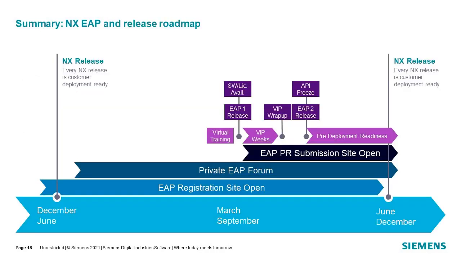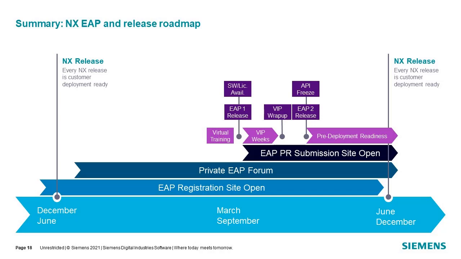To summarize everything, here's a graphic representation of all the individual events and processes inside of the early access program, showing their relative timings. You can see that the program kicks off twice a year around December and June. With registration, we're setting up the private forum, and then the actual virtual training will start approximately halfway through that cycle in March and September of each year. We'll have the virtual training. Following that will be the software and license availability of the EAP1 release.